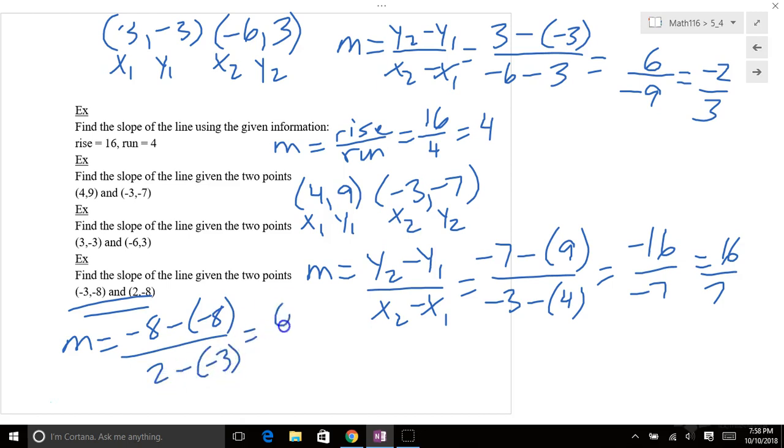And on this last one down here, y2 minus y1 over x2 minus x1. So -8 plus 8 is 0 over 2 plus 3 is 5. Well, 0 divided by anything is 0. So the slope is 0 for this.